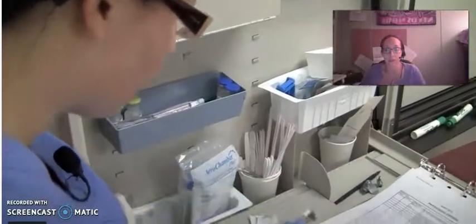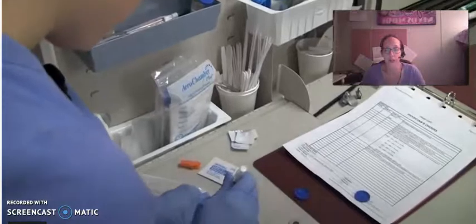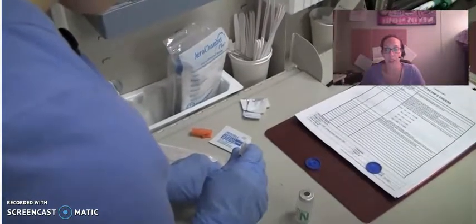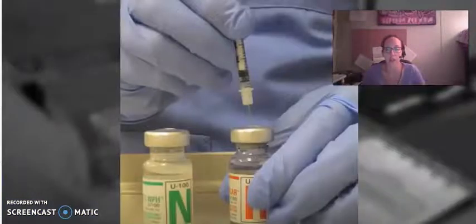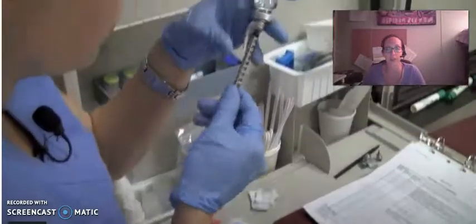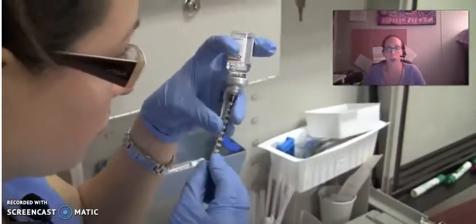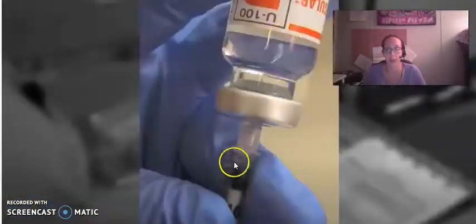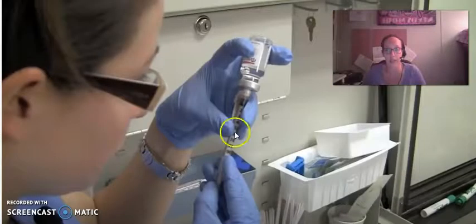Now she needs 2 units of air to put into the regular vial. She's going to inject that 2 units of air, and then she's going to invert both the vial and the syringe at the same time. She's using that wonderful claw method to keep it nice and stable here. And then she's pulling out 2 units of regular insulin.